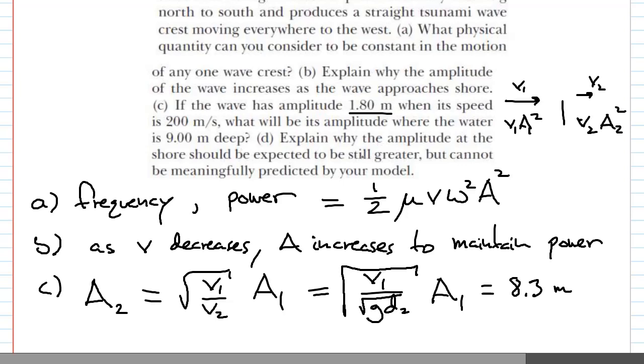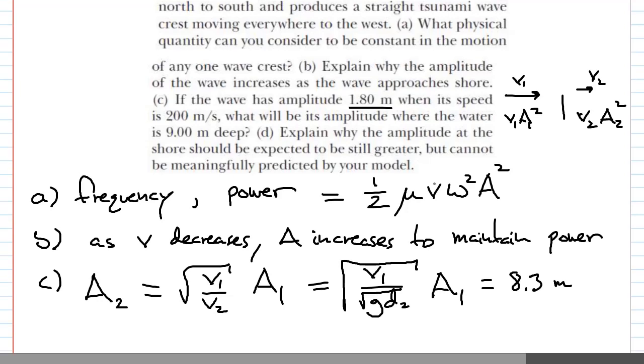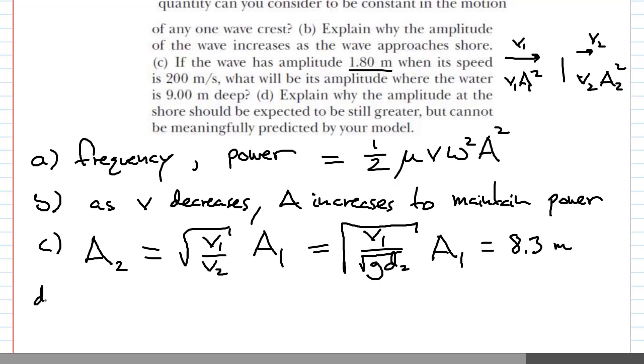Question D, explain why the amplitude at the shore could be even greater, but not predicted by your model. Well, we assumed conservation of energy, no energy loss, no slowing of the wave due to friction. In fact, the motion of the water is affected by the seafloor. And so when you get to shallow water, that slows down the wave even more and would create possibly even higher waves. So we did not account for additional slowing due to friction.